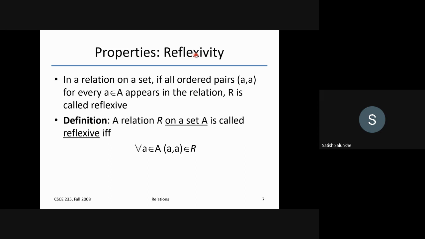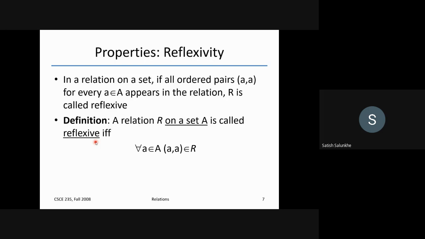When we say whether the relation is reflexive or not, it is applicable only when the relationship is from set A to set A itself, where the domain and codomain is the same set. Only for that set we are checking the reflexivity property. So what exactly is reflexivity? For all elements A belonging to set A, if (A, A), meaning every element is related to itself, is present in relation R, then we say that relation R on set A is reflexive.